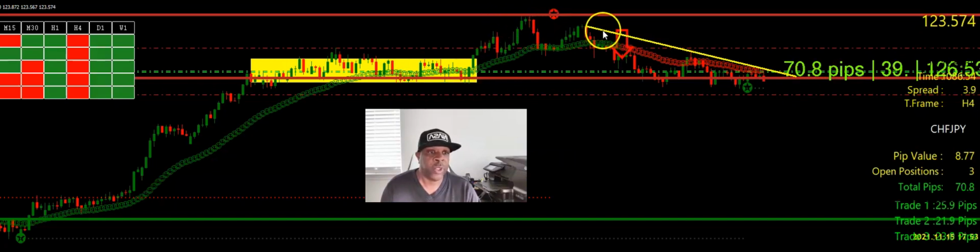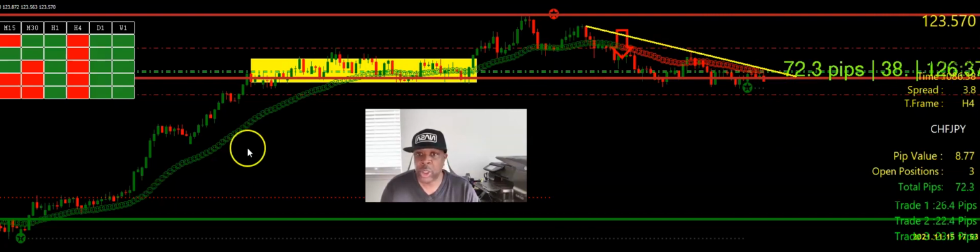As you can see, it was very simple. It comes down, consolidates for a little bit. You get in on the consolidation, or as I call it, the SpongeBob square head, because it's square. It squares off. See how it squares off? So once it squares off, I get in on that and just ride it on down.